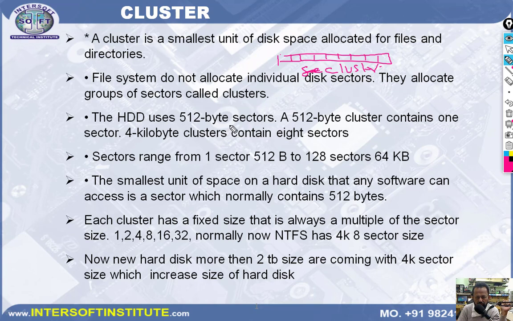The hard disk uses 512 byte sectors. A 512 byte cluster contains one sector. A 4K cluster contains 8 sectors like that. Sectors range from 1 to 128 sectors like that. The sector is the smallest unit of space of the hard disk that any software can access, which normally contains 512 bytes. Each cluster has a fixed size that is always a multiple of the sector, maybe 1, 2, 4, 8, but nowadays it works on 8 only, 4K. Now new hard disks of more than 2 TB are coming with the 4K sector size, which increases the size of the hard disk.